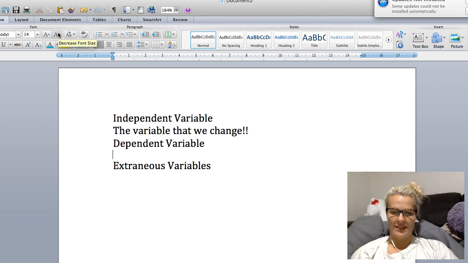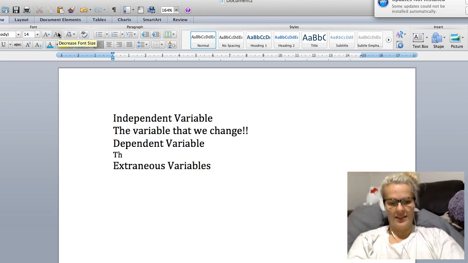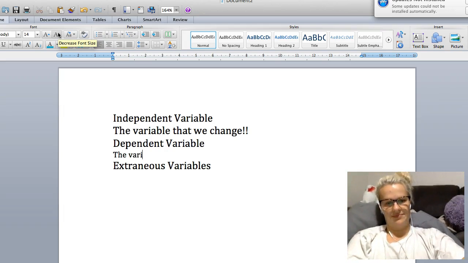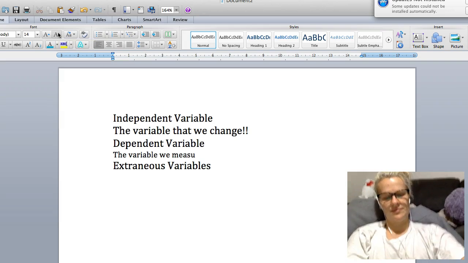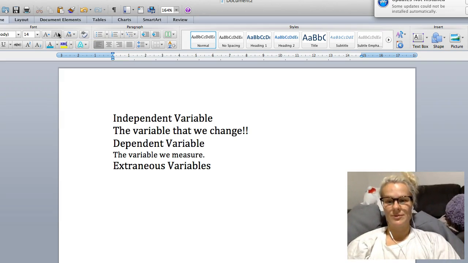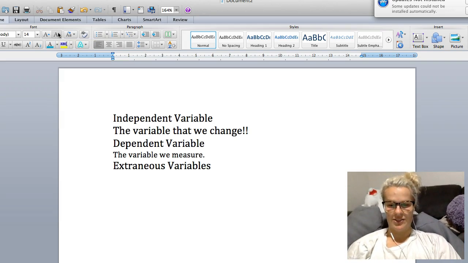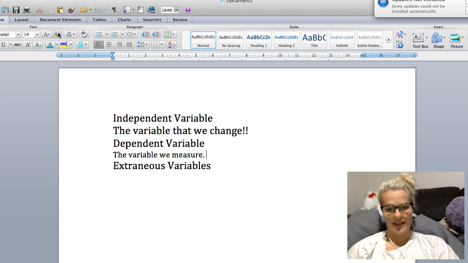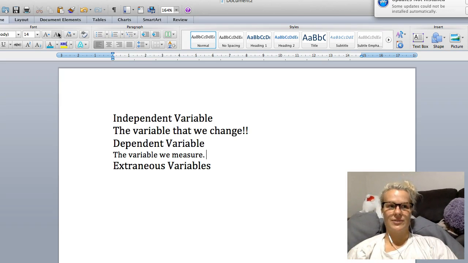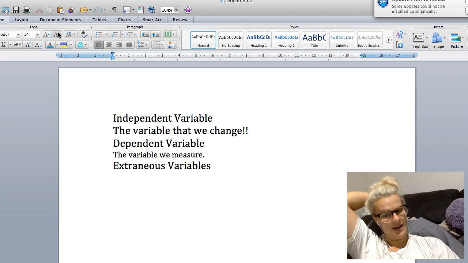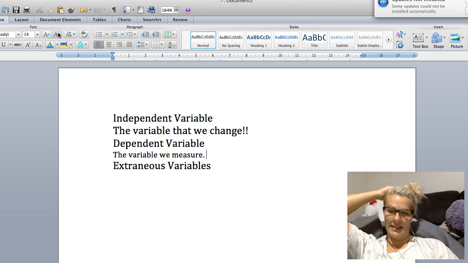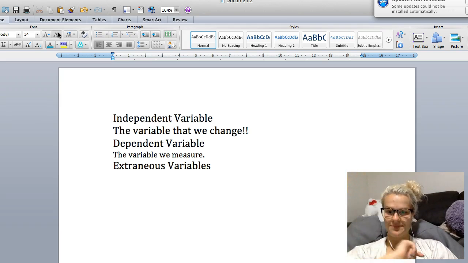The dependent variable is then the thing that we're measuring. So in the example, I've given half the students chocolate, half the students an apple. They've had lunchtime, and I'm measuring their concentration levels after lunch. So my dependent variable would be the concentration levels. That's the thing that I am measuring.